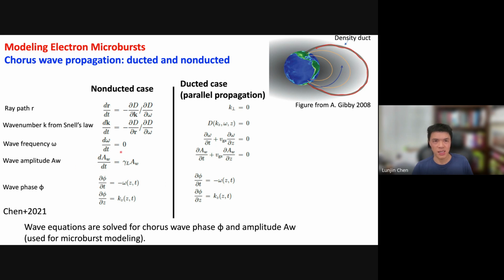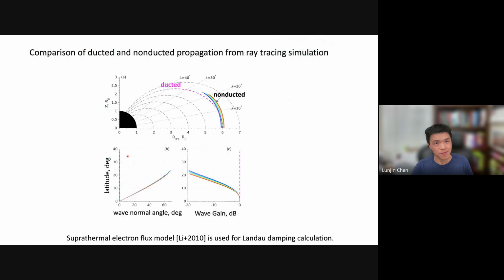But for the non-ducted propagation, you start to see the wave become oblique, and when it becomes oblique, you're going to have non-null damping associated with thermal electrons in the magnetosphere. The next slide will show you the differences between the ducted and non-ducted propagation.